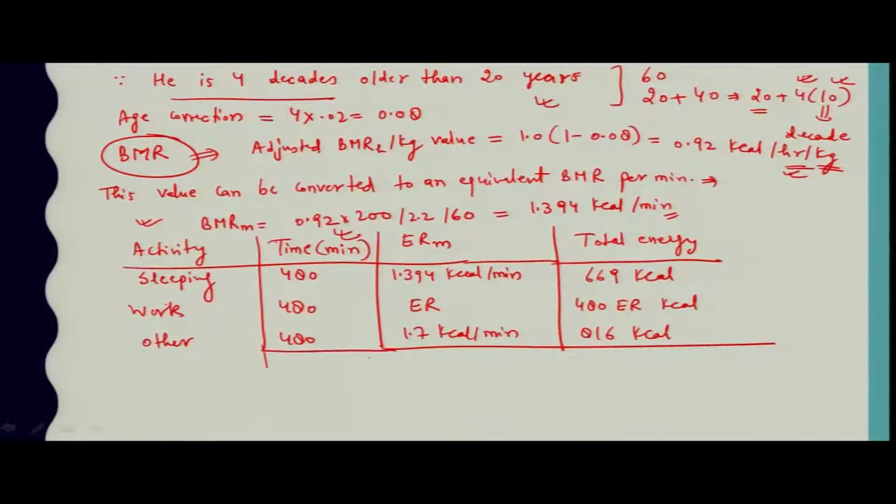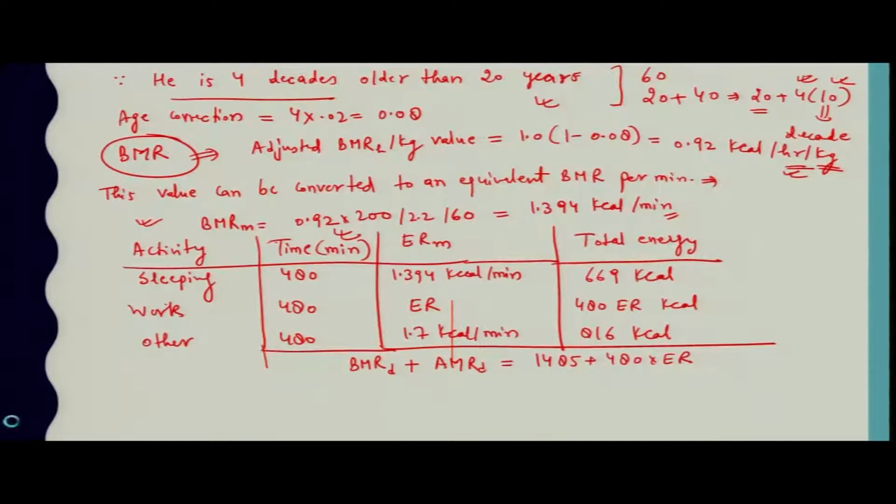So now we need to calculate. If you sum BMR per day plus this activity, the daily activity metabolic rate AMRD will be equal to 1485 plus 480 into energy expenditure rate.